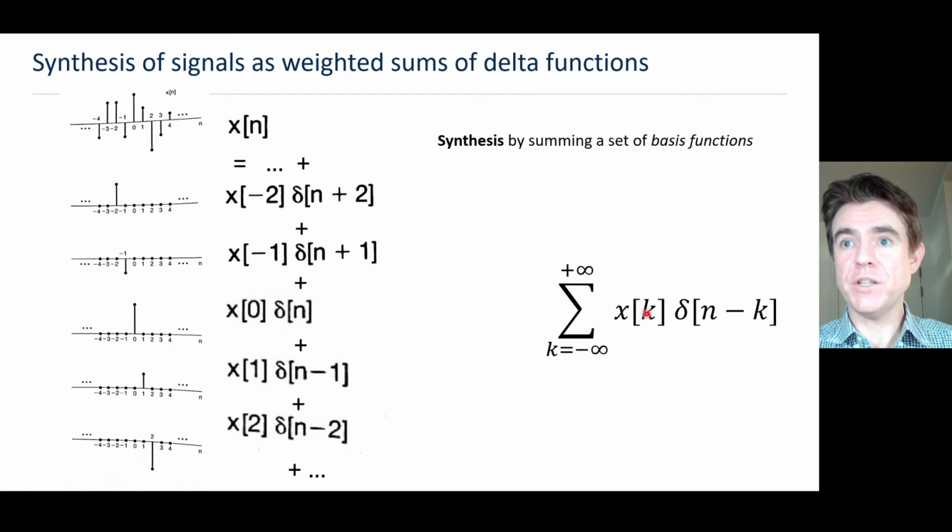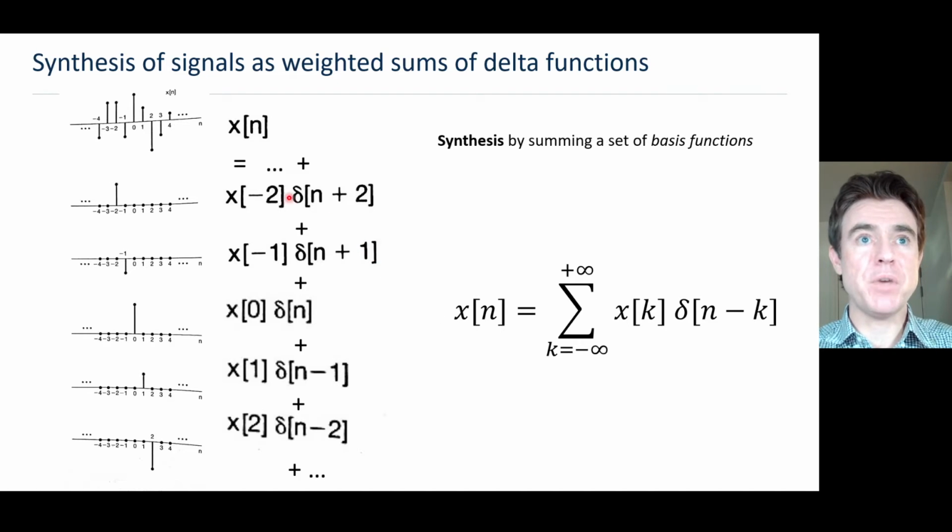So I'm sliding k from -infinity all the way up to +infinity, visiting all the values of the function x of k, using those as coefficients for delta functions, which have also been shifted to all the possible positions from k equals -infinity to +infinity, which of course just corresponds to the shift position of the delta function. Once we've done that, when you add them all together, as depicted here, that synthesizes, reconstructs, or recreates your original discrete function.